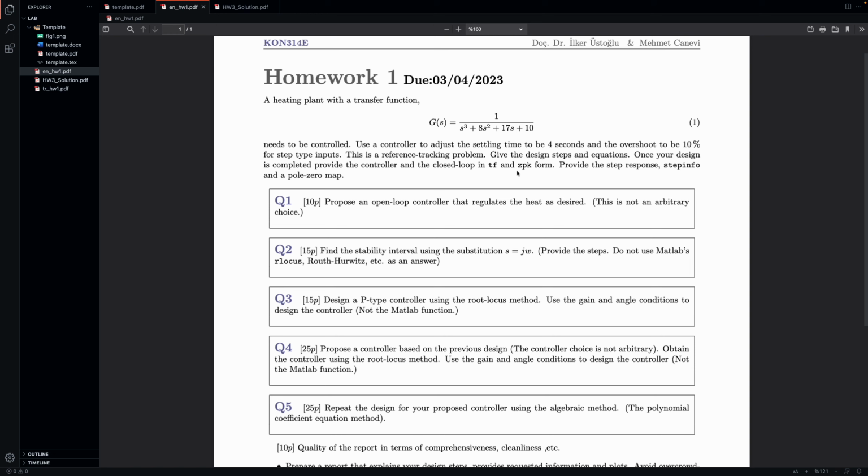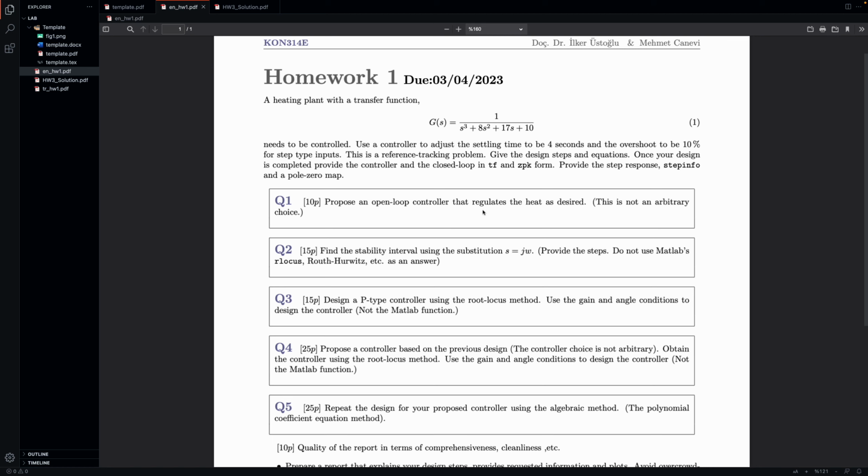Of course, since this is going to be a reference tracking problem design, and since we are applying step type inputs, we would like to see the step response and some step info, what the settling time actually is, what the overshoot actually is about the system, and the pole zero map would also be helpful. So this paragraph here will be aiming almost all the questions here. So when you've designed it, you come back to this paragraph and answer or give the necessary stuff that is requested.